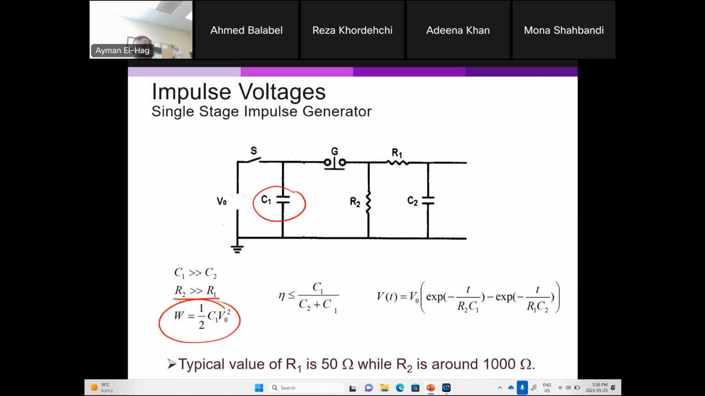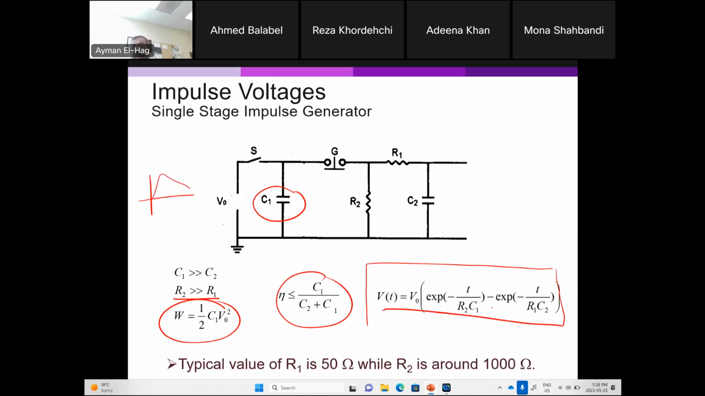The energy here is 1/2 CV squared. The efficiency of the output is C1 over C2 plus C1. And the output voltage will look something like this. This is the impulse, the function that represents a rise and a fall. It is a double exponential function. Now R1 is around 50 ohms, R2 is around 1000 ohms.